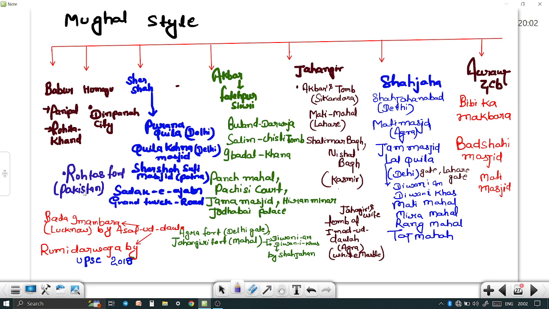The principal features of his constructions were the use of red sandstone. So keep in mind, Akbar used red sandstone and made widespread use of trapezoid constructions. The arches are used mainly in decorative forms rather than in structural form. The domes were sometimes hollow but never technically of the true double shell.